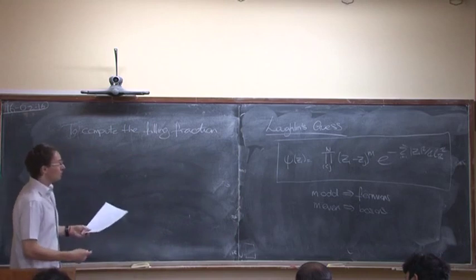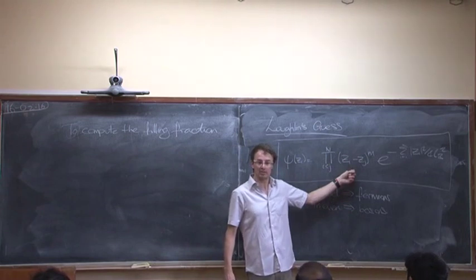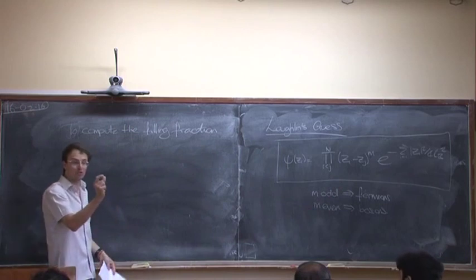Okay, so how do you compute the filling fraction? Well, what you do is you figure out the area of the droplet described by this wave function. So we have n particles. You focus on one particle. Look at just, say, Z1.